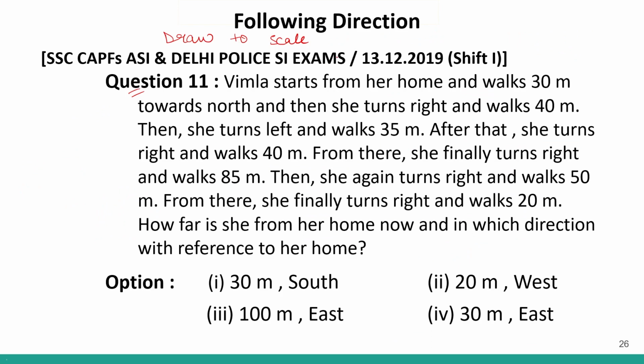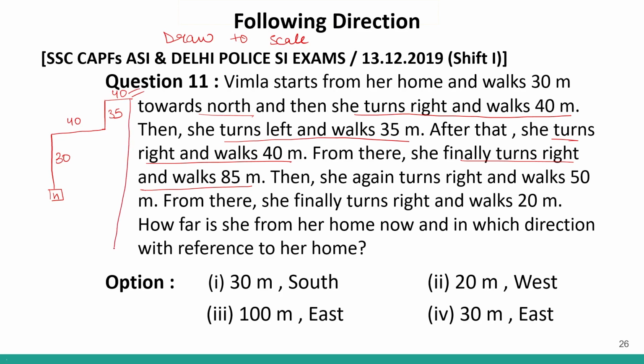Okay? Now, Vimla starts from her home and walks 30 meter towards north. So let's say this is the home, 30 meter towards the north. And then she turns right and walks 40 meter. So right, 40 meter. Clear? Then she turns left and walks 35 meter. 35. After that, she turns right and walks 40 meters. So right, 40 meter. Okay. Then she turns right again and walks 85 meter. So right again, 85 meter.